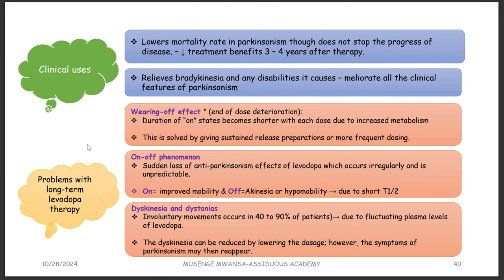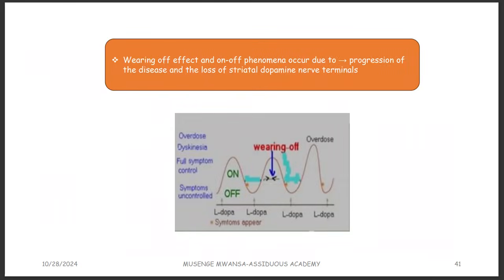So these are the problems associated with the levodopa. Another problem, apart from wearing off and on and off, is also dyskinesia and dystonia. Involuntary movements can occur in 40 to 90%. But remember, the problem in Parkinson's disease is the dyskinesia, and the drug that you are giving is also going to cause that problem. So this is what we are calling the on-off phenomenon. Okay.